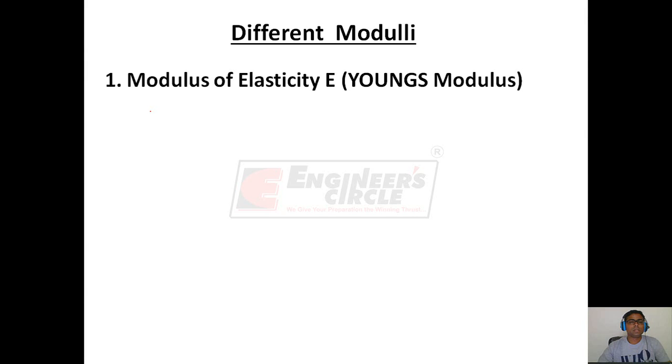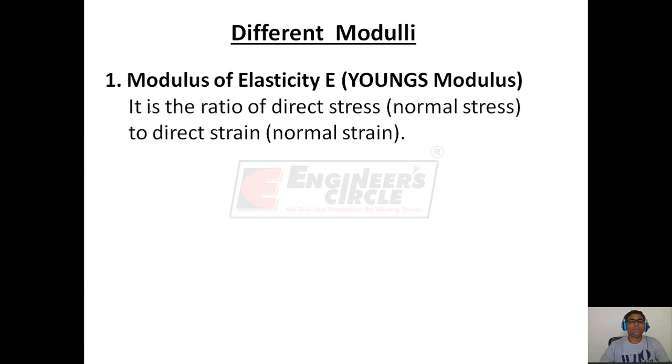There are different moduluses. The first one is the modulus of elasticity, denoted by E. It is also called Young's modulus of elasticity. It is defined as the ratio of direct stress or normal stress to direct strain or normal strain. That is, Young's modulus E is equal to normal stress sigma divided by normal strain epsilon.